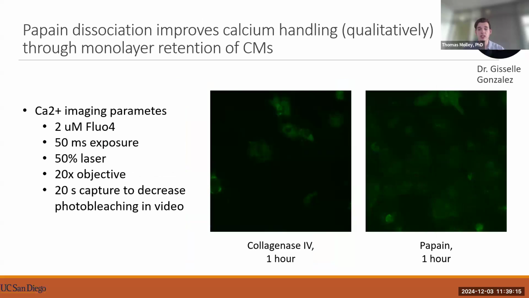And so then we can use these cells that we've digested and actually look at their functional physiology. And so here we're looking at calcium imaging of these monolayers of cells, and you might be able to tell here that for our papain cells, after an hour, they were able to reconnect with each other much stronger and actually be able to do much better calcium contractile activity, which is good, right?